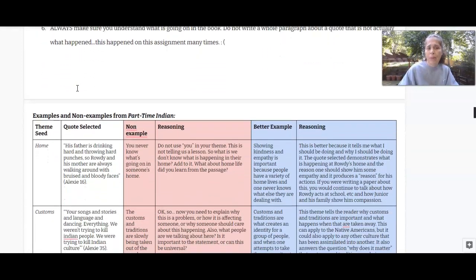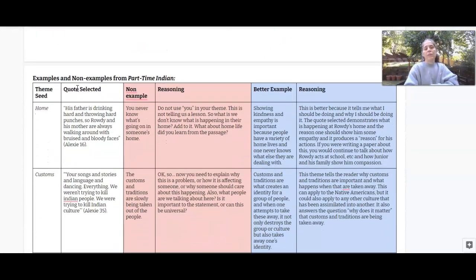So let's look at some examples and non-examples. Here are some things that we came across. So the theme seed could have been home, right? The quote that was selected was, his father is drinking hard and throwing hard punches, so Rowdy and his mother are always walking around with bruised and bloody faces.